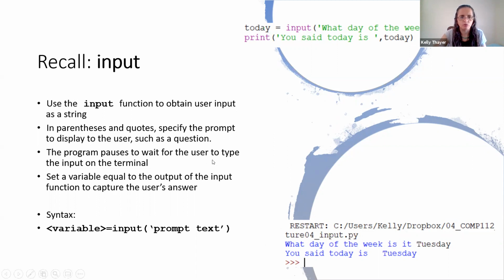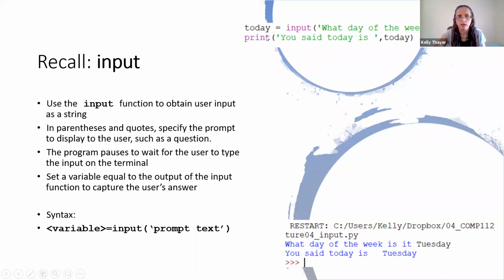The program pauses to wait for the user to type the input on the terminal. They type it on their keyboard, it displays on the terminal, and then input returns whatever is typed from the keyboard to the program, which we can then capture in a variable and use that information. We can set a variable equal to the output of the input function to capture the user's answer. This is typically how we set it up: a variable equals input and then some prompt text.